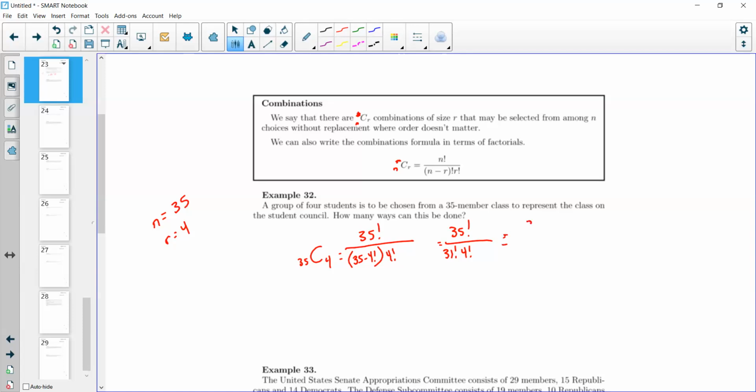Writing this out, 35 times 34 times 33 times 32 times 31 factorial. There's my 31 factorial, and then 4 factorial is 4 times 3 times 2 times 1.